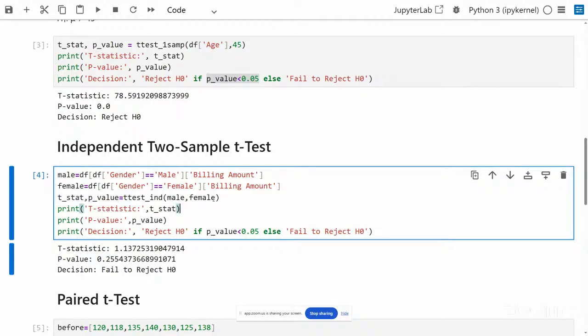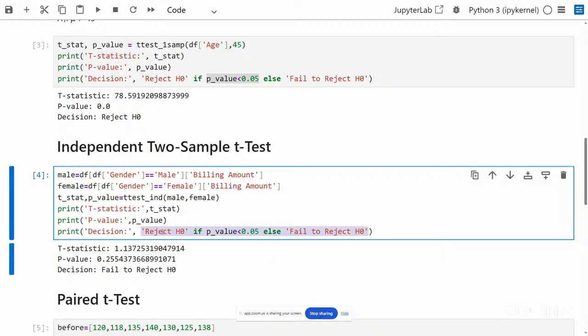Okay, then this will calculate the t-test value from these two groups and store it inside t-stat, and the p-value will be stored here in the p-value variable. By using these two statements, we can print the t-stat and p-value both. And the decision depends upon only one value, that is the p-value.